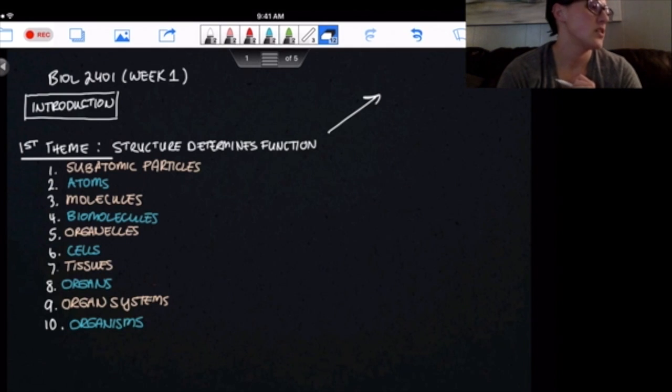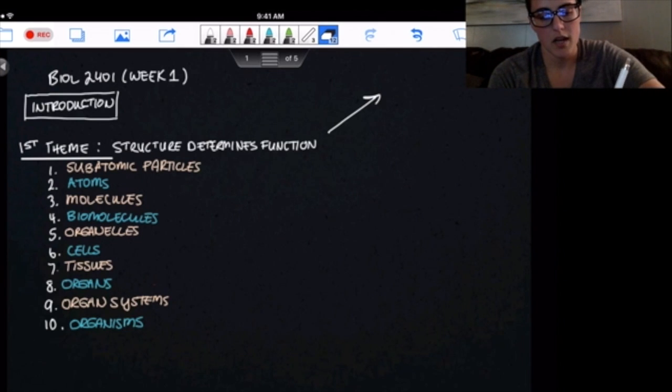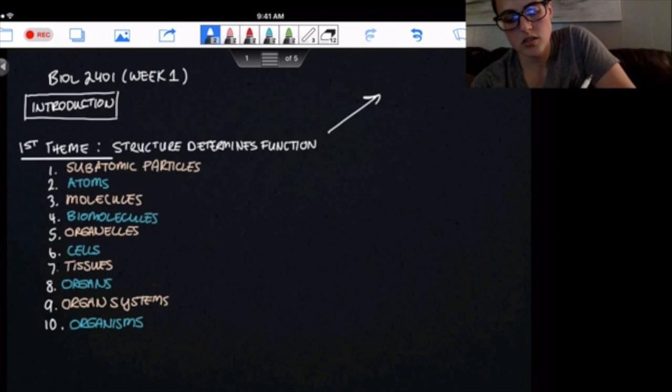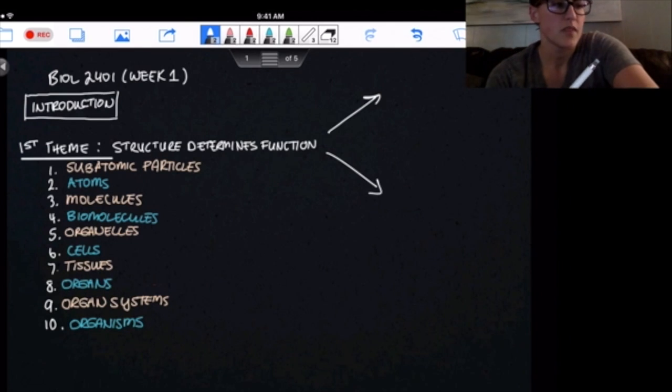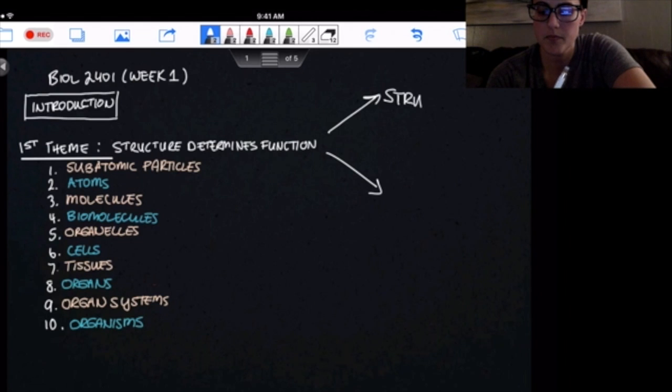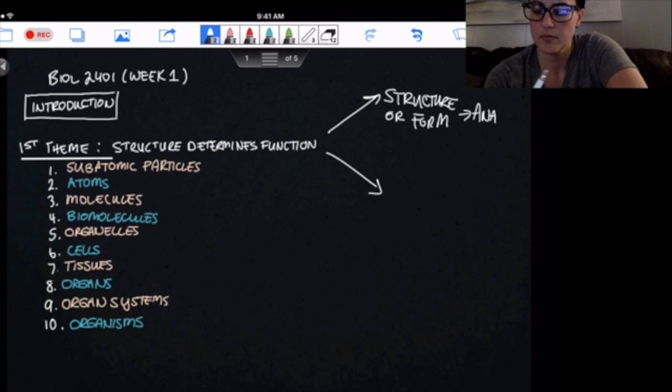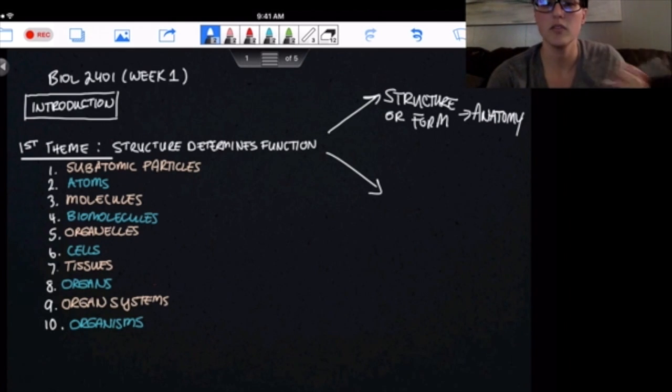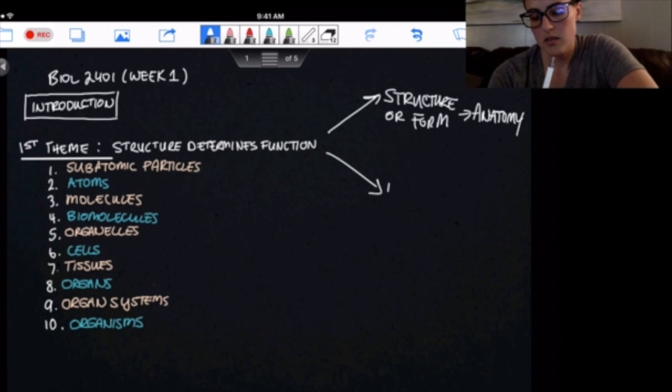So, a brief introduction over what anatomy and physiology is. And what I have here is structure determines function. So, structure or form is, yes, you guessed it, anatomy. It's what you see, what you can feel. And function is physiology.